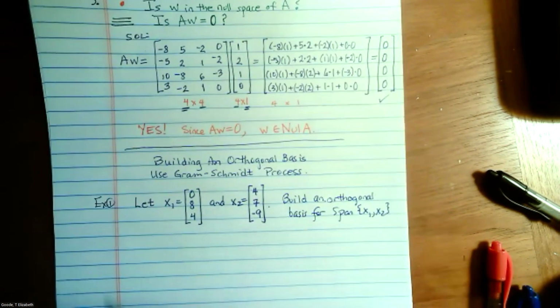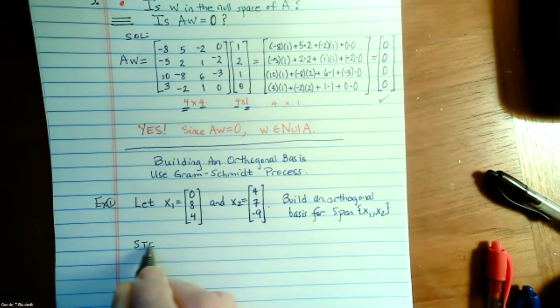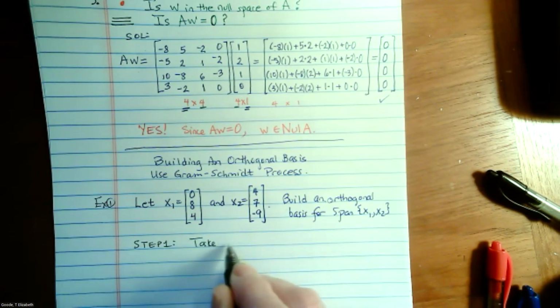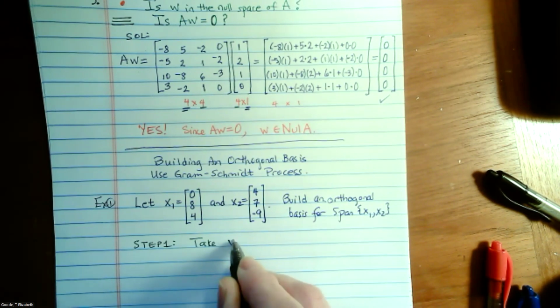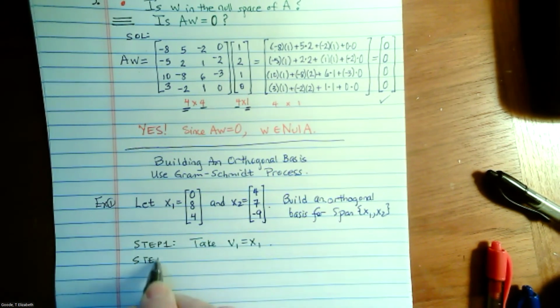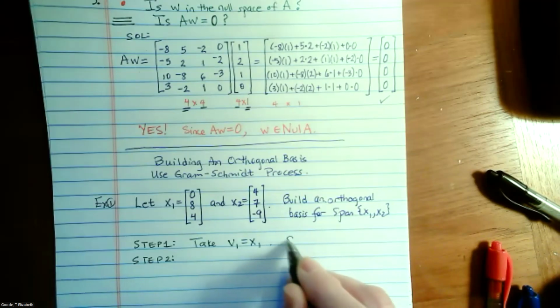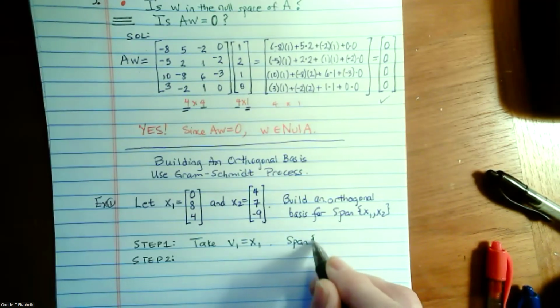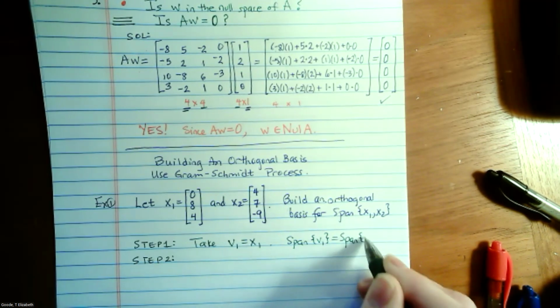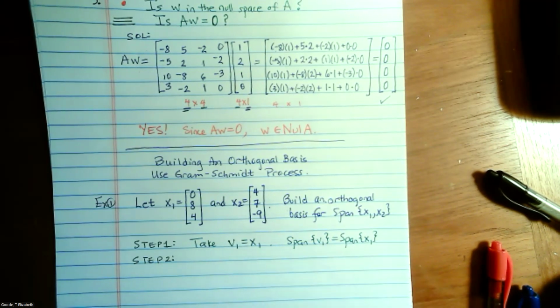All right, so step 1. Take V1 equal to x1. So that's already done. You just take this one as your first one. But now step 2. Notice here that the span of V1 is the same as the span of x1 because they're the same vector. There's nothing deep going on with that.